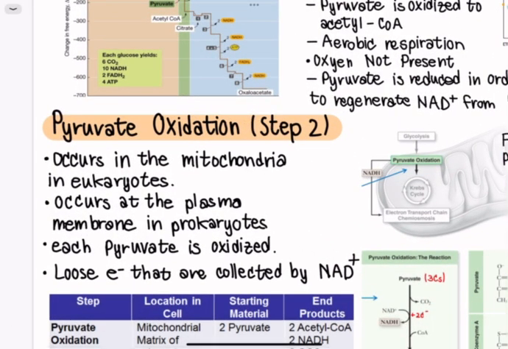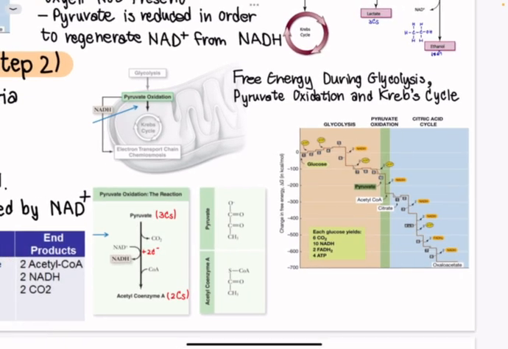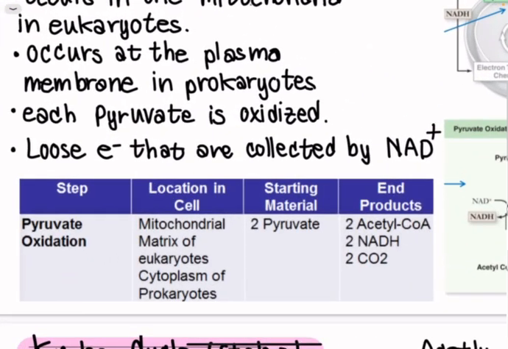Step 2. Pyruvate oxidation. It occurs in the mitochondria in eukaryotes and at the plasma membrane in prokaryotes. Each pyruvate is oxidized, losing electrons that are collected by NAD+. So this is like a conclusion. Located in the mitochondrial matrix of eukaryotes, cytoplasm of prokaryotes. 2 pyruvate as starting material end with 2 acetyl coenzyme A, 2 NADH and 2 CO2.